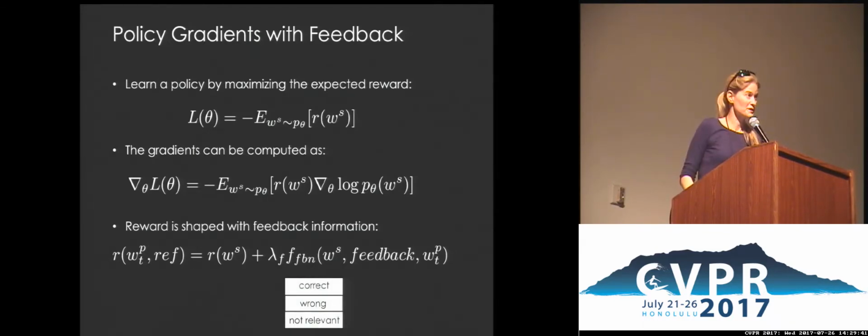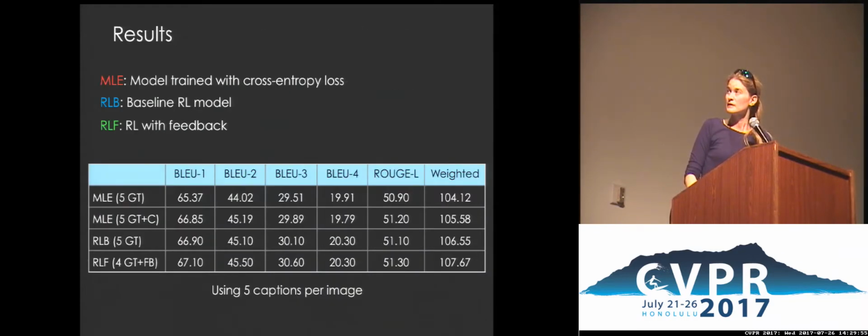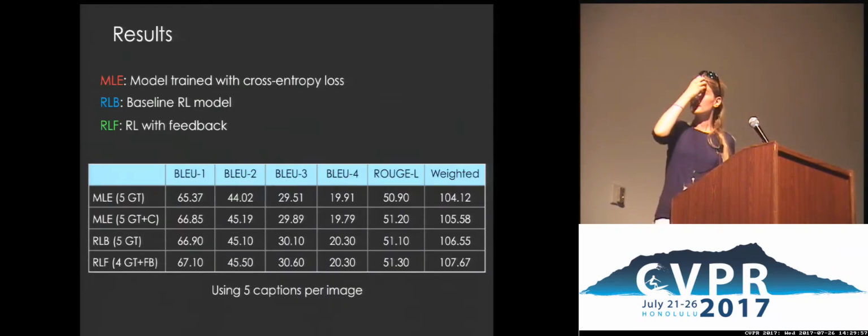So if the network says correct for this phrase, you're going to add 1 to your reward. If it's wrong, you're going to subtract 1. If it's not relevant, then there's no reward. Okay, so it's a very simple reward function. These are just some results.